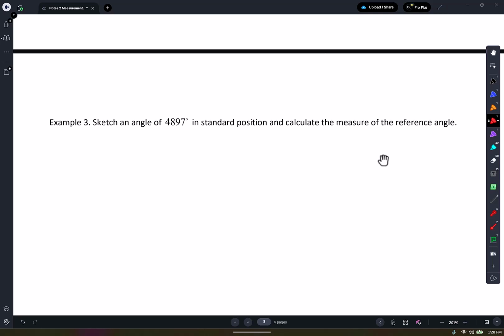It says sketch an angle of 4,897 degrees in standard position and calculate the measure of the reference angle.